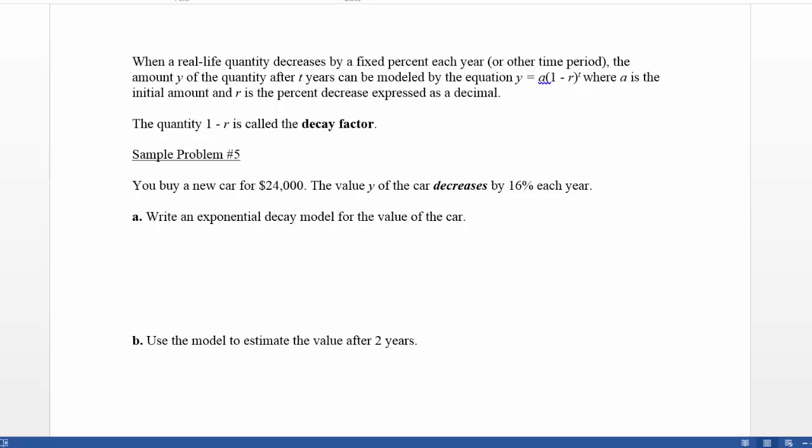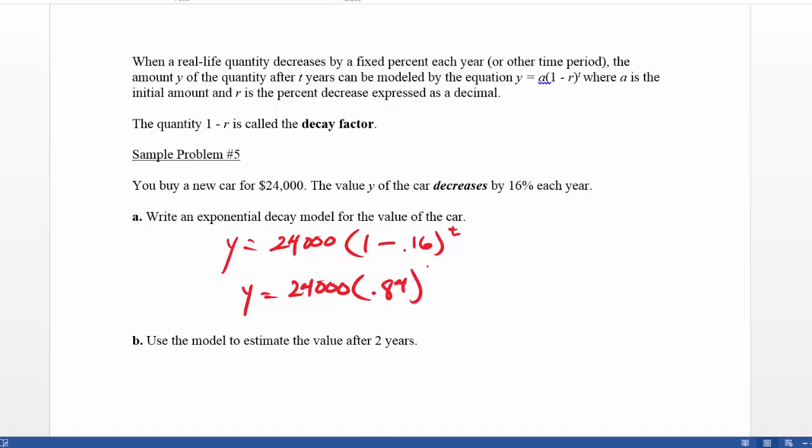Okay, so it says to write an exponential model for the value of the car. Again, we're going to just use the same model we did before, except this time with a decay factor. We had an initial amount of 24,000, now 1 minus the decay factor, 0.16 raised to the t value. As always, you should condense this and not leave it with the operation. And so that is your decay model.